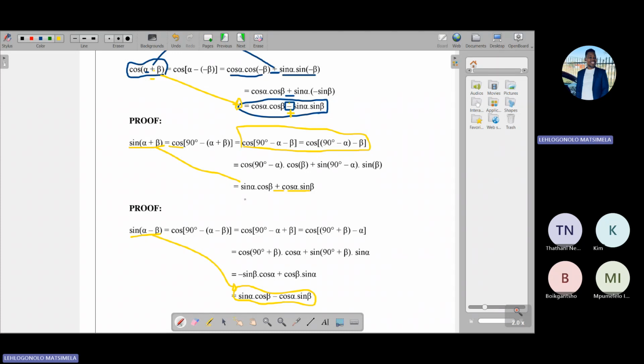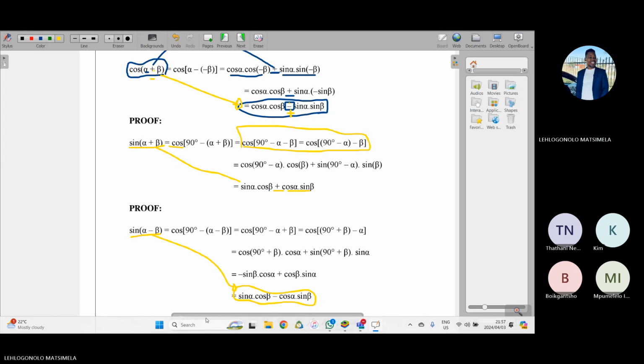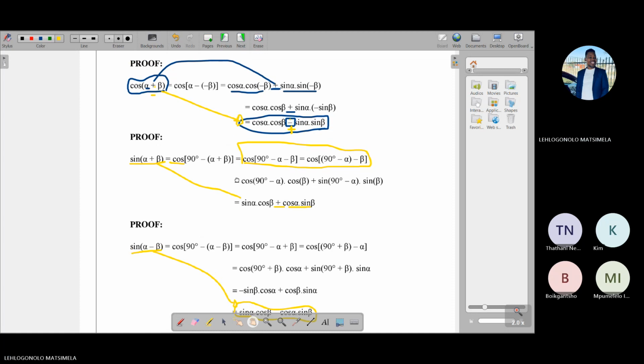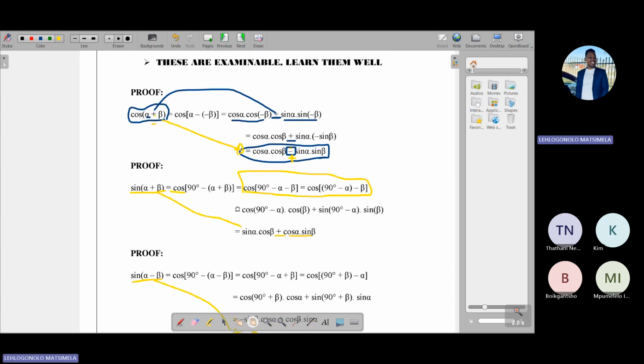These are what we call compound angles. If you don't have any question in this regard, let's move on. Any question? No question.